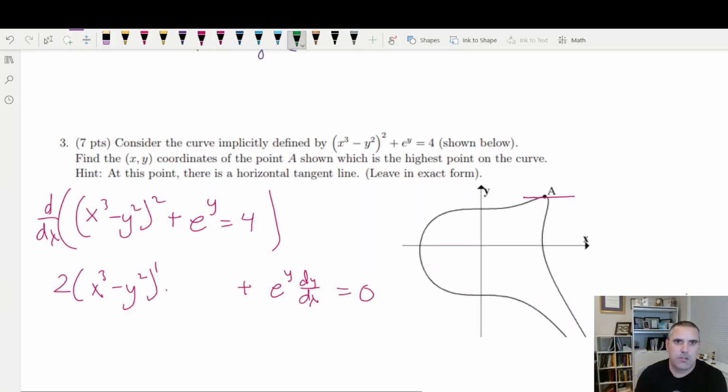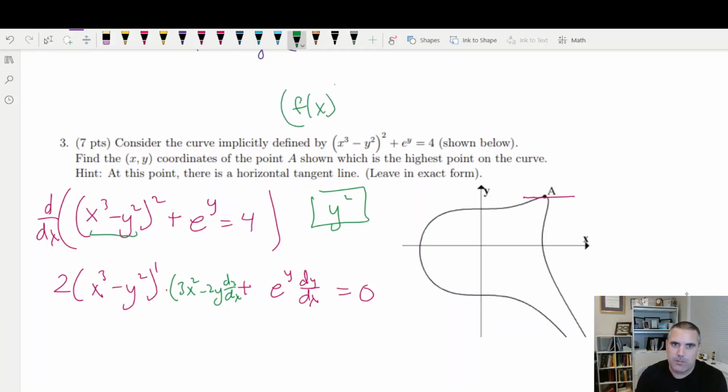Now this one requires a little more work because I need the derivative of the inside. Derivative of the inside is 3x squared minus 2y dy/dx. Now you may wonder, that last term is often a place people make an error on. You're thinking of it as a function trapped inside of a square. So it's going to be 2 times the inside to the 1. You'll leave the inside alone. Then you do the derivative of the inside. That's what I did here.